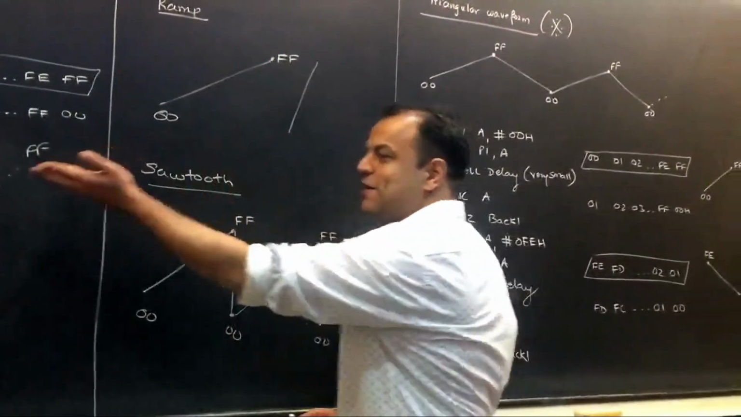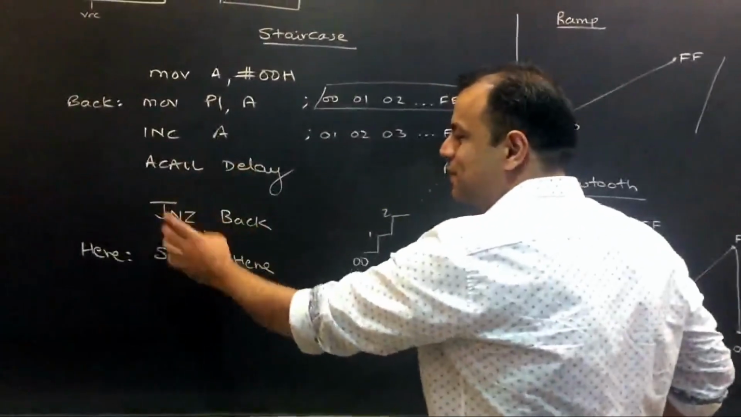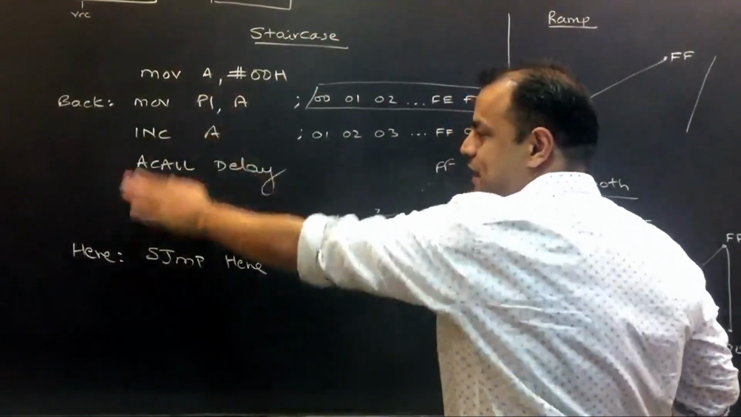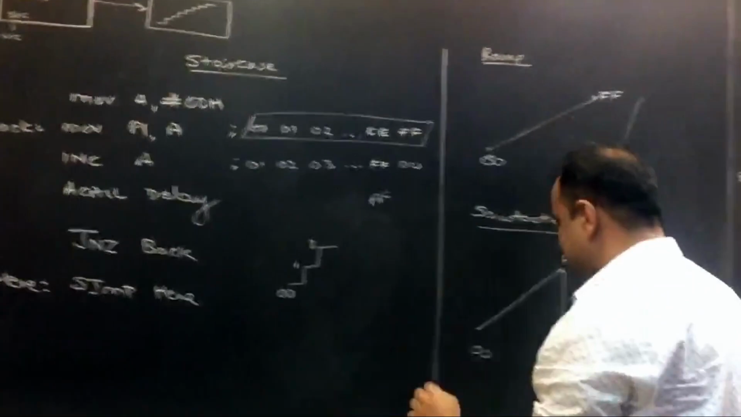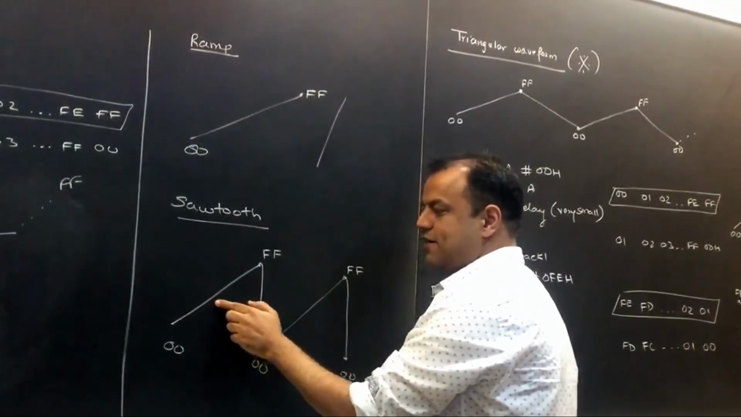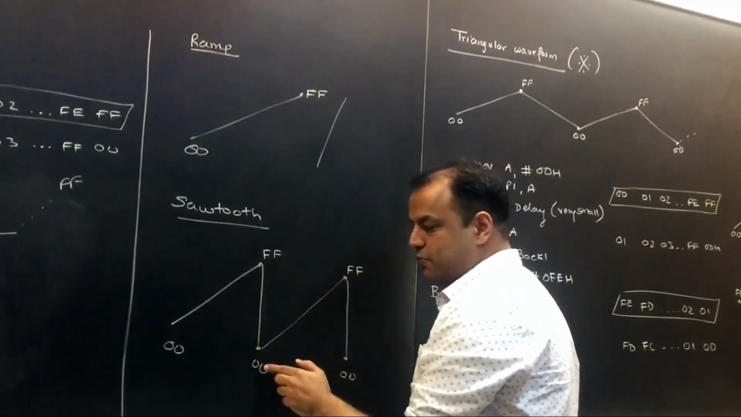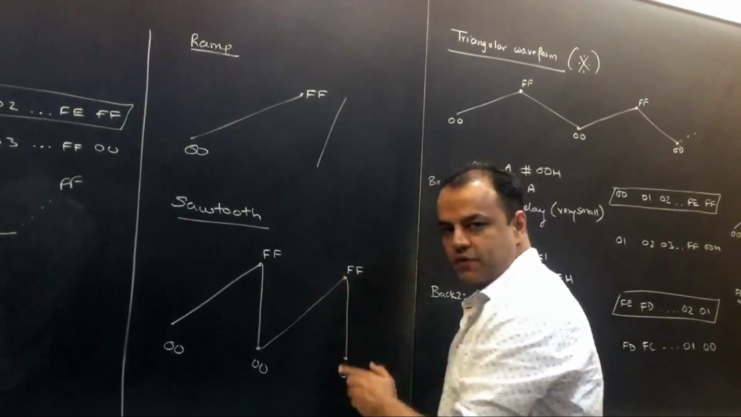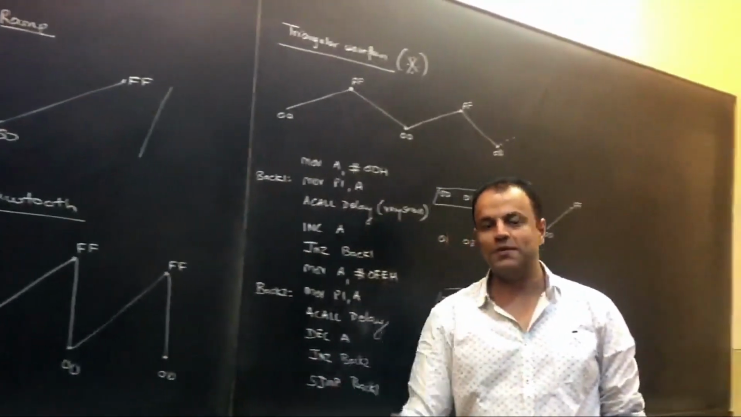All you have to do is replace this conditional jump with an unconditional jump, right? Let's jump back over here, and this line is not required. This will become an infinite loop. So what will happen? A will go on getting incremented all the way up to FF, suddenly drop to 0. Then gradually increment up to FF, drop to 0. That's your sawtooth waveform. Please tell me, did you understand?